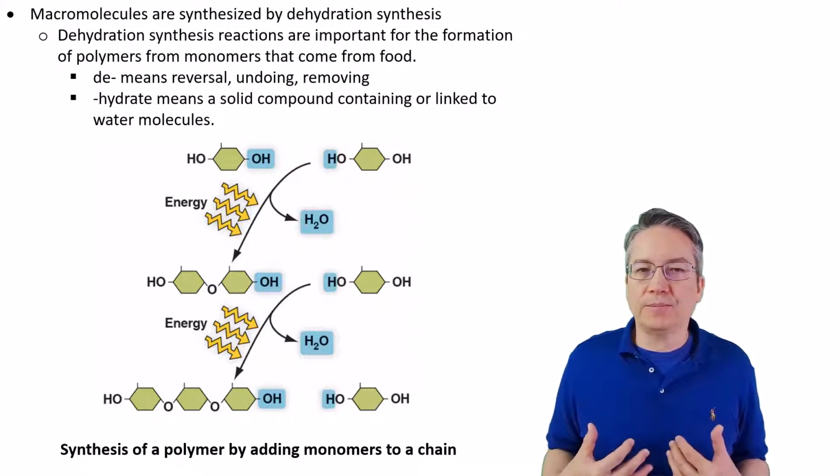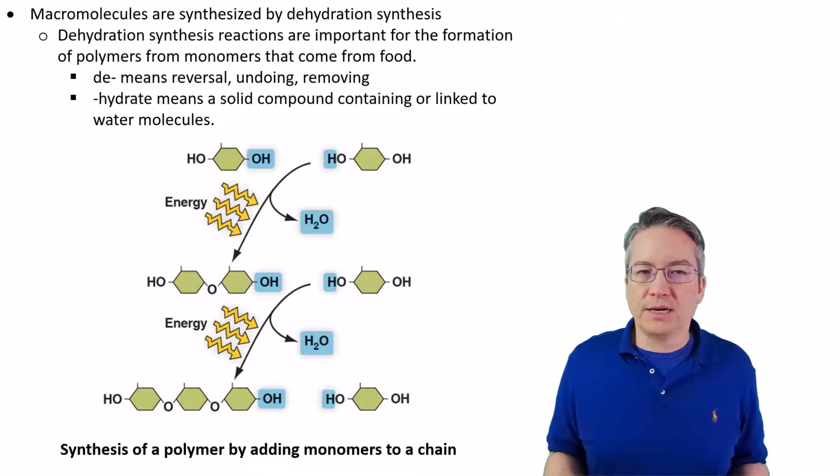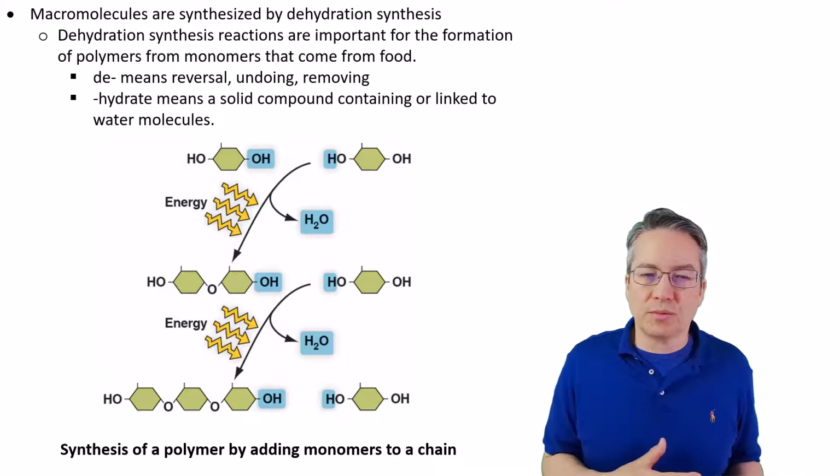So we take in food, we break it down into monomers, and then we build those monomers back up into polymers that actually make up our body. Let's look at the word dehydration synthesis. So the D means reversal, or undoing or removing. So in this case, removing something.